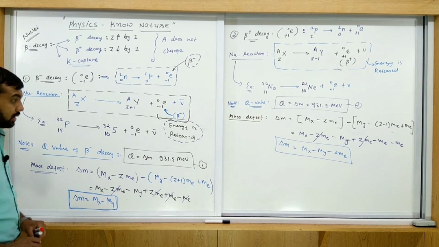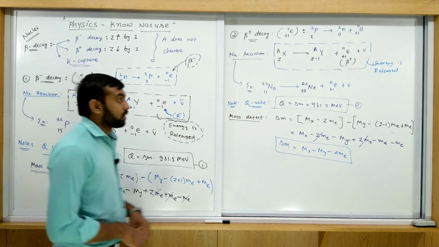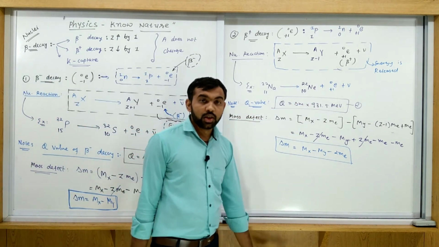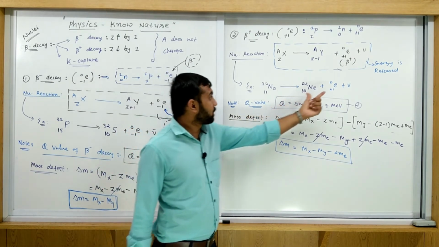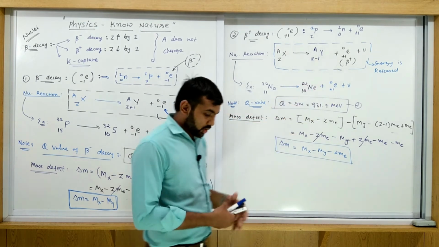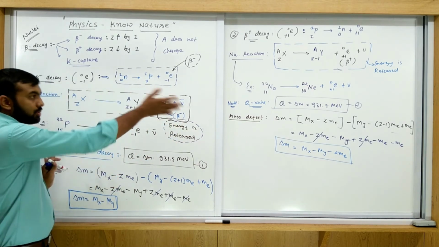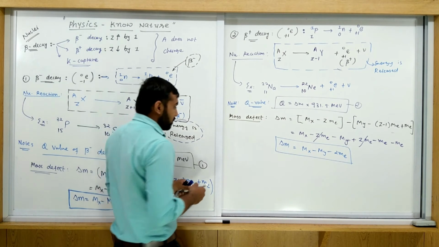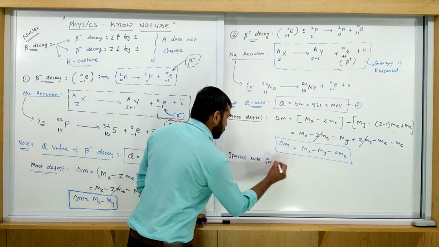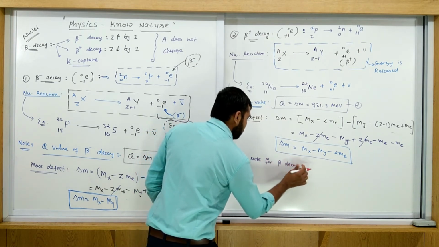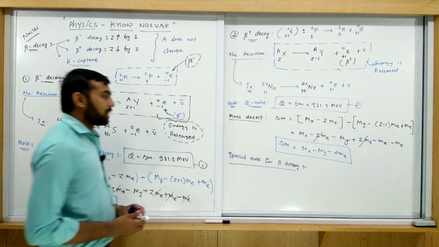Now sometimes the question asks you to find the kinetic energy of the beta particle. The Q value that is produced here is shared between these two elements. So write another note for both beta plus decay as well as beta minus decay. That is a special note for beta decay.